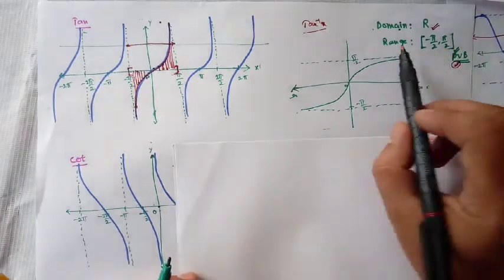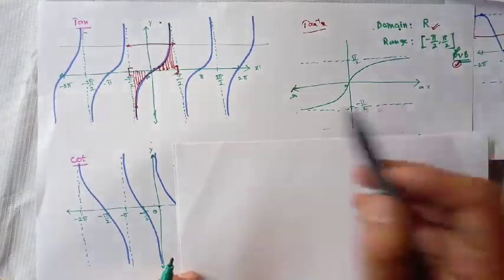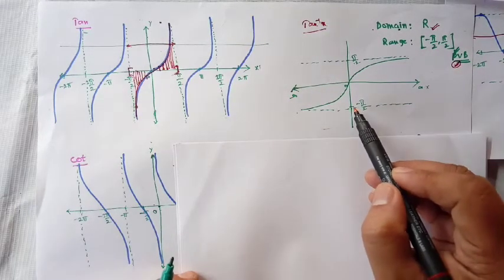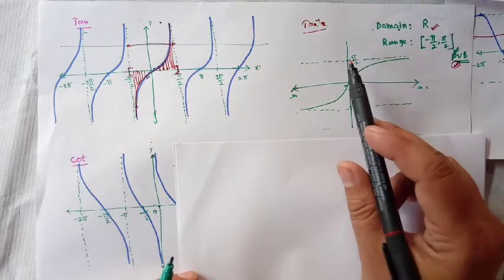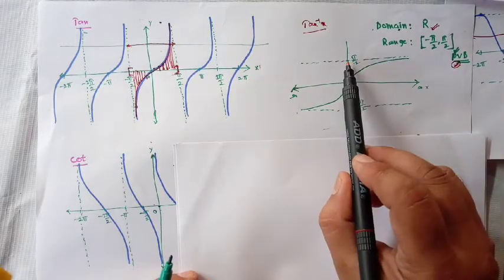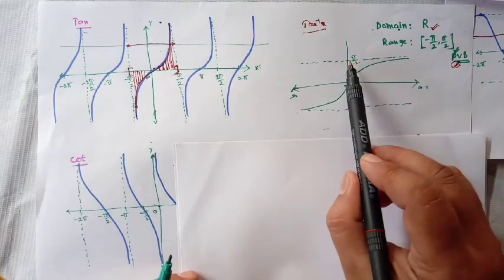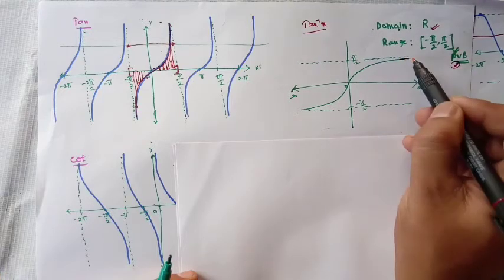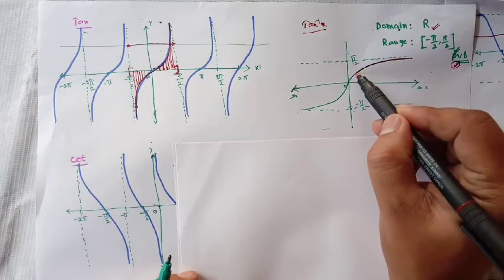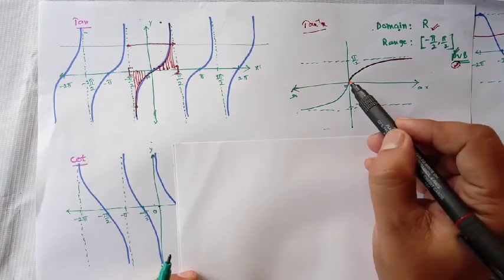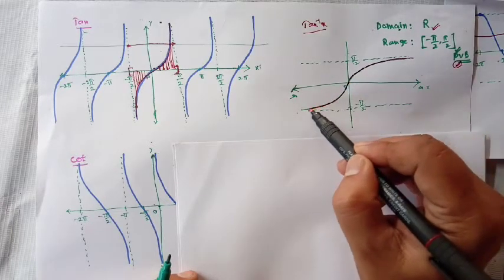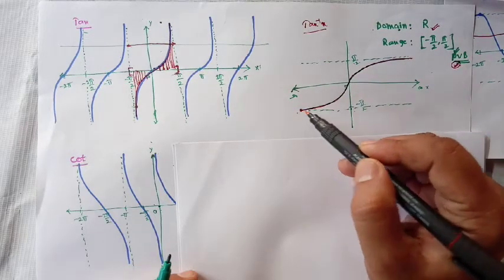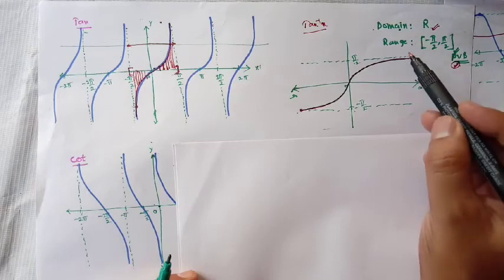Now coming to the next, the domain is taken minus infinity to plus infinity, and the range is containing minus pi by 2, 0 and pi by 2. At the time of pi by 2, tan is taking infinity, and coming here at the time of 0 it is 0, and at the time of minus pi by 2 it is taking minus infinity. So this is a graph of tan, and the domain and range are given here.